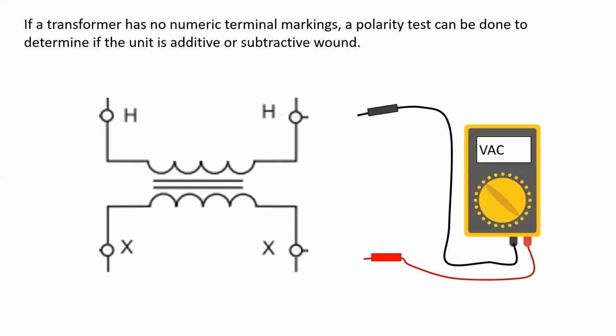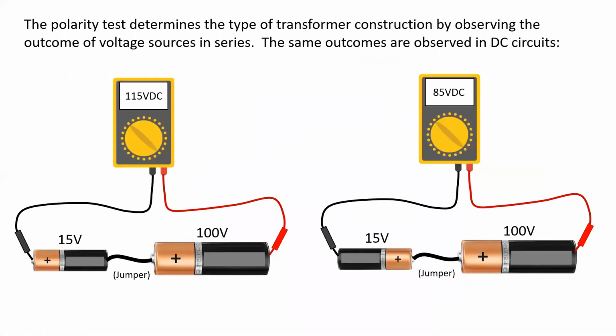If a transformer has no numeric terminal markings, a polarity test can be done to determine if the unit is additive or subtractive wound. Now, the polarity test determines the type of transformer construction by observing the outcome of voltage sources in series. So here are two batteries, 100 volts and 15 volts, with a jumper between them, and we know that sources connected in series with alternating polarities, the positive to the negative side, will add together, giving me 115 volts DC.